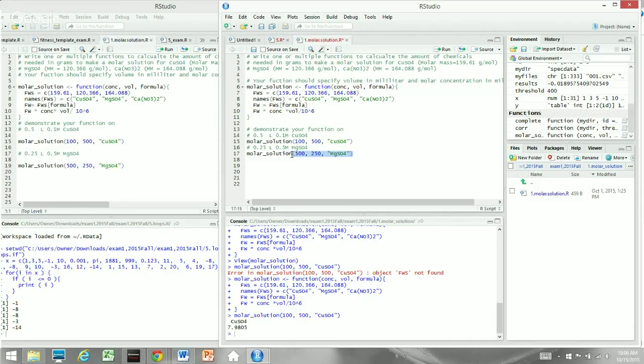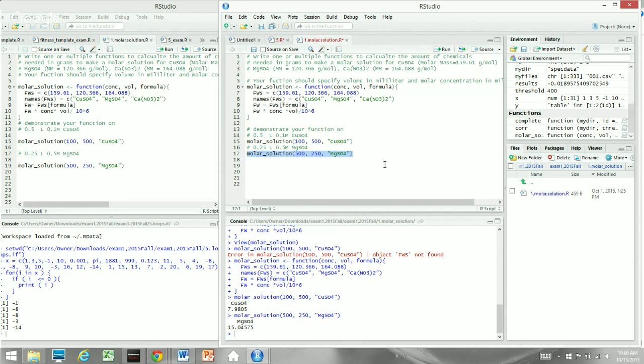And then here, we're going to do the same thing for magnesium sulfate and get 15.04575 grams of this compound needed to make the proper molar solution. And again, this is similar to another molar solution problem, so it helped me in this problem. So that's how I came to this answer. Thank you.